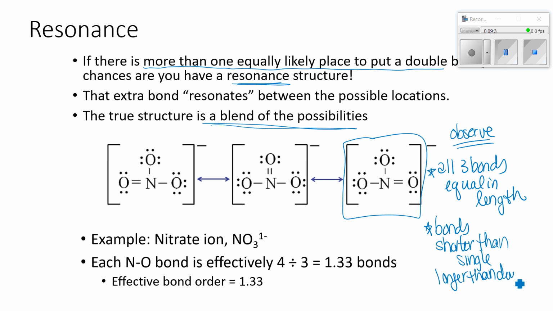And again, the idea of resonance is this kind of extra bond. It's like it's spending a third of its time here, a third of its time here, a third of its time here. So each of these bonds is behaving as if it is a 1 1/3 bond. So they're going to be intermediate in both the bond length and the bond energy. They're going to be kind of in between a single bond and a double bond.